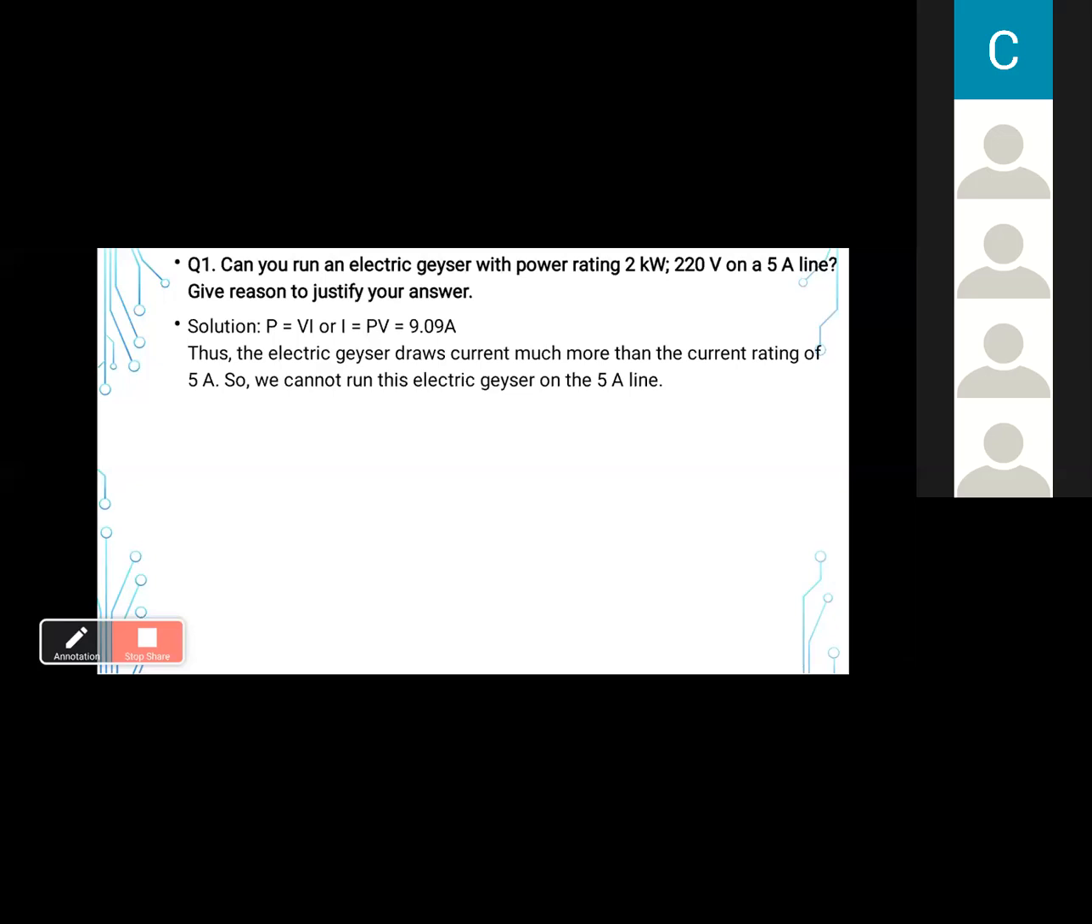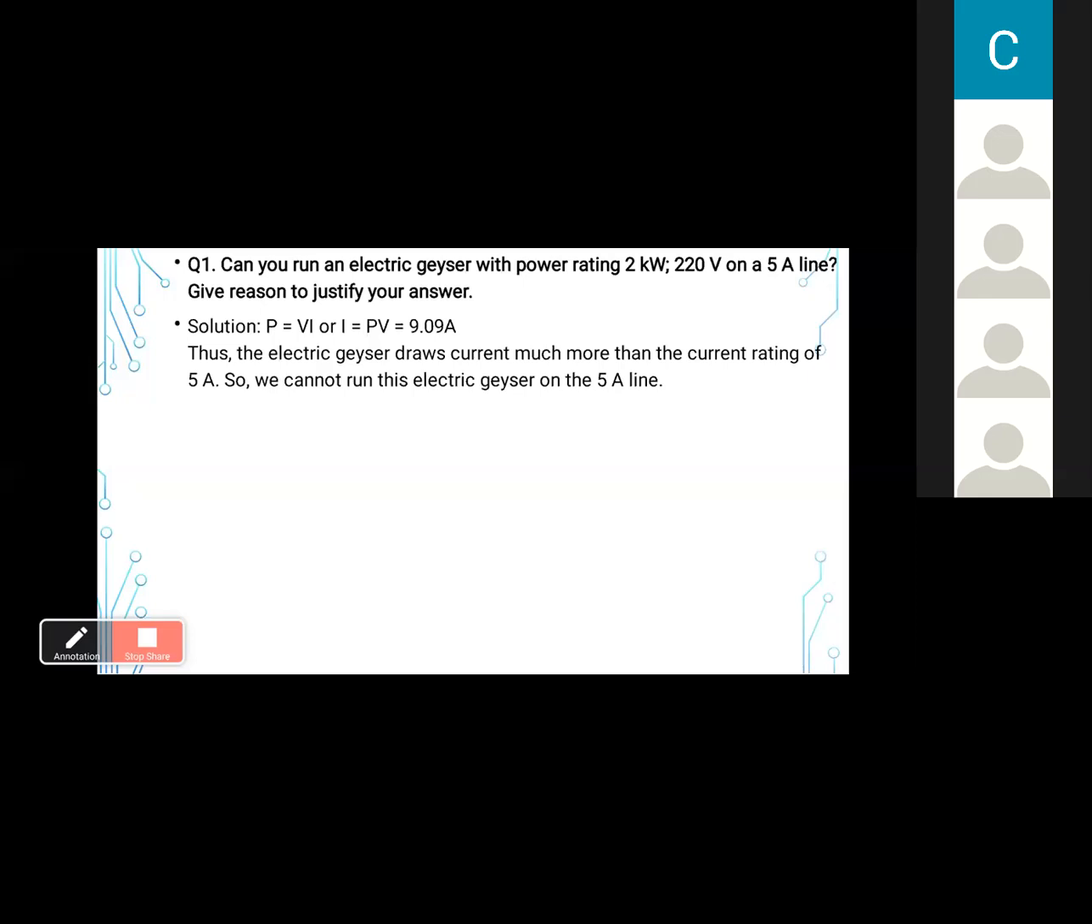Here, power and voltage are given, so I'm going to find the current drawn by the geyser. How much current does it require to function? P equal to VI, or I equal to P by V. So it's power divided by voltage, and it's coming to 9.09 amperes. That means the electric geyser requires more current, but my line is of 5 ampere only. That means I cannot run the electric geyser on this 5 ampere line.